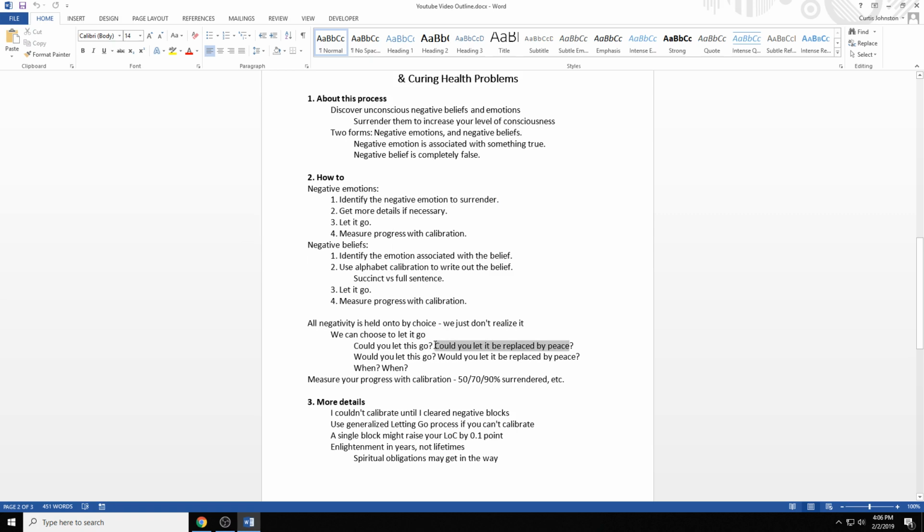Could you let the negative emotion be replaced? Could you choose differently? Could I choose, instead of feeling grief, to feel peace? And could I choose to let myself be at peace?